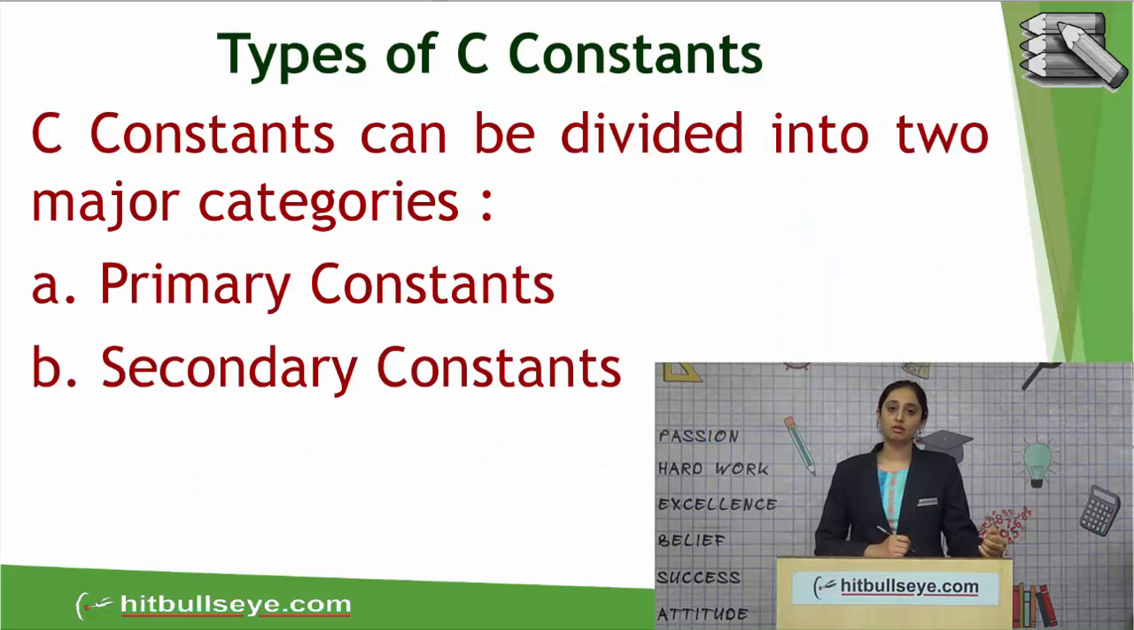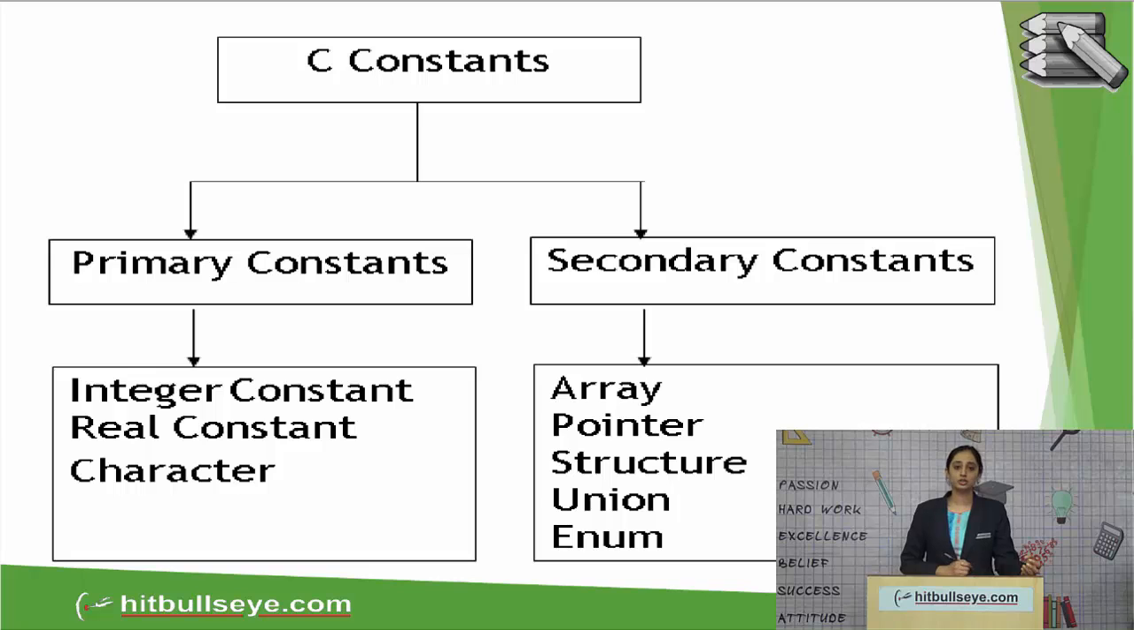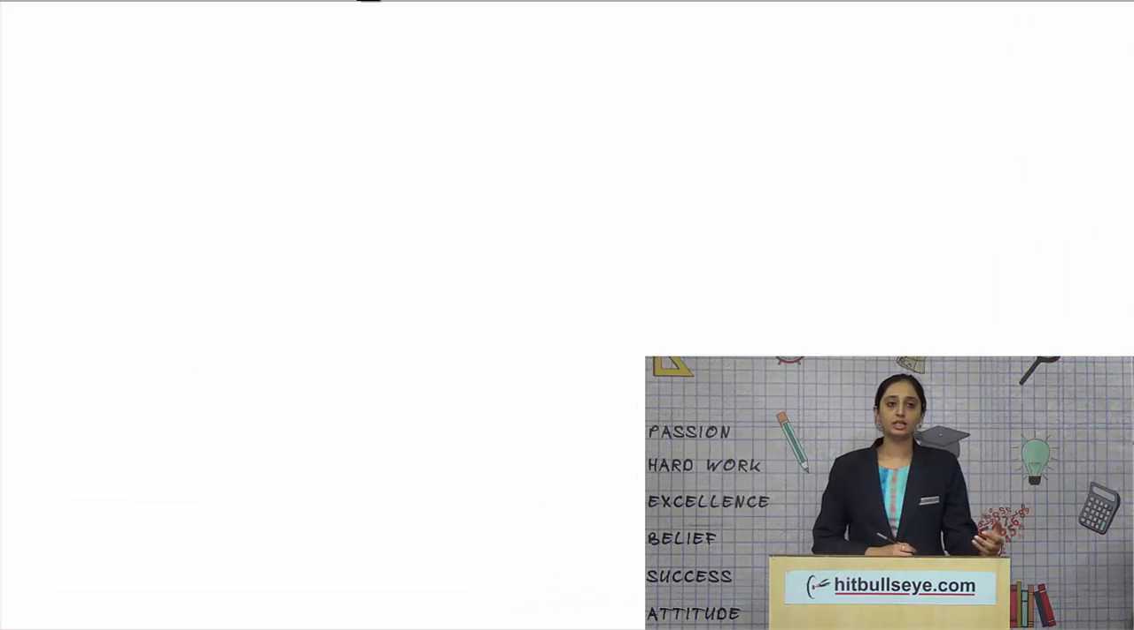So what are the various types of C constants? C constants can be divided into two parts, primary constants and secondary constants. A flowchart shows the different types of constants, primary and secondary. The primary constants contain integer constant, real constant and character constant, whereas secondary constants contain array, pointer, structure and union. These secondary constants are discussed in further sessions, whereas primary constants are discussed when required in the program.